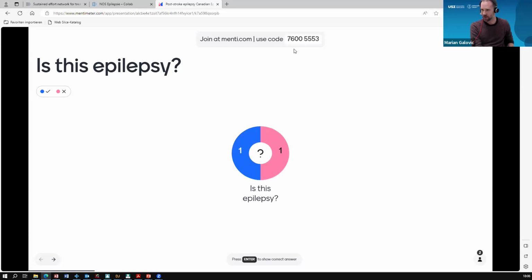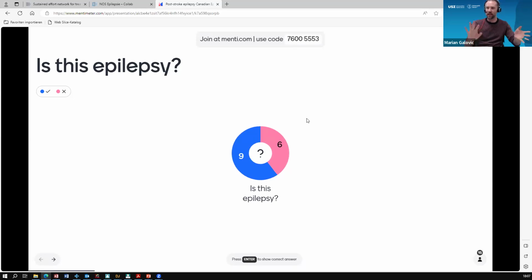Great, and we have 2 votes. It's undecided now, it's 50-50. Let's see what others say. In this case, blue means yes, this is epilepsy, and pink means no, it's not epilepsy. It's quite undecided now, but more people thinking that this may be epilepsy after all. So let's give you a couple more seconds to decide. All right, but this may not have been such an obvious question.